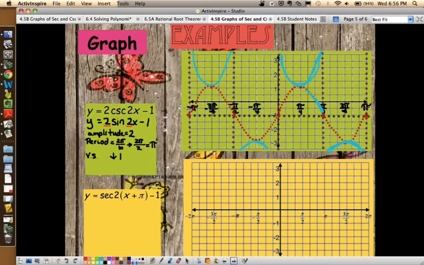Now let's take a look at the second graph, which is secant. So again, all I'm going to do is trade out the secant for cosine. And let's write down some of this information. We have an amplitude of 1. The period is 2 pi over b, and therefore the period will equal pi. And the phase shift this time is going to be to the left pi units. And there is also a vertical shift down 1.